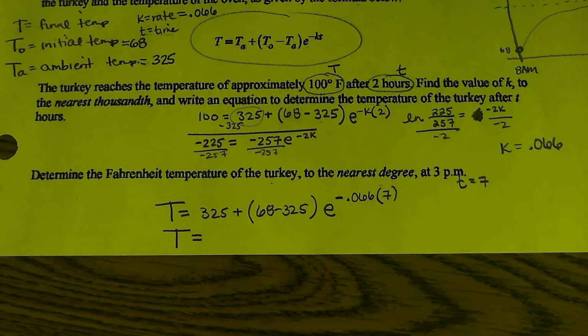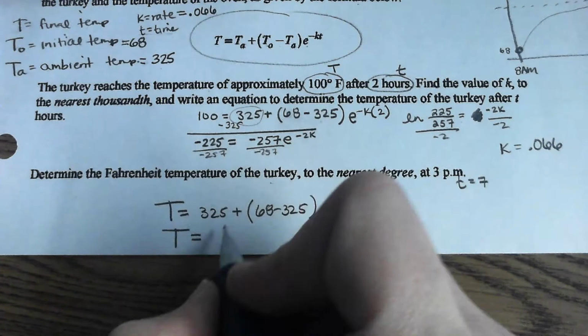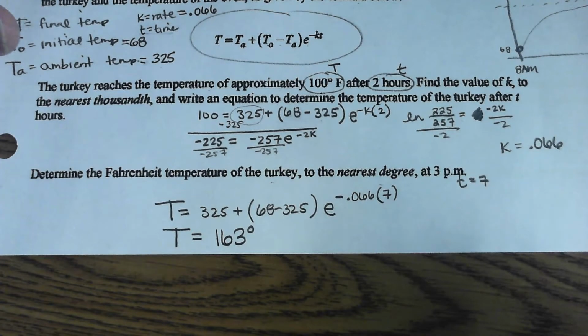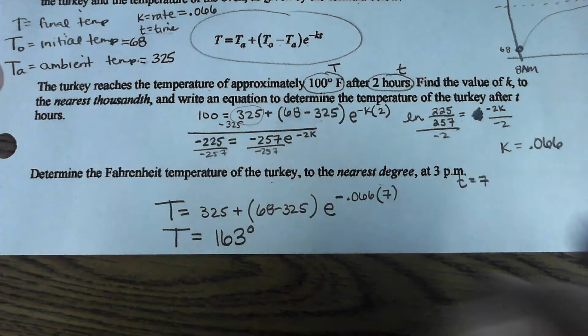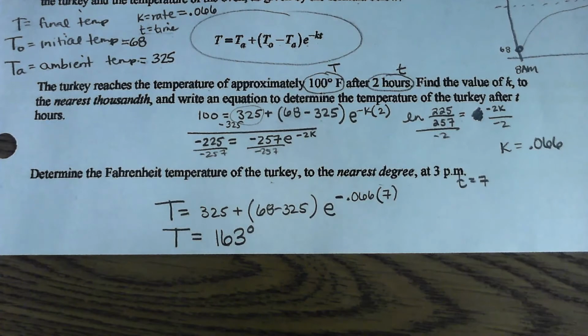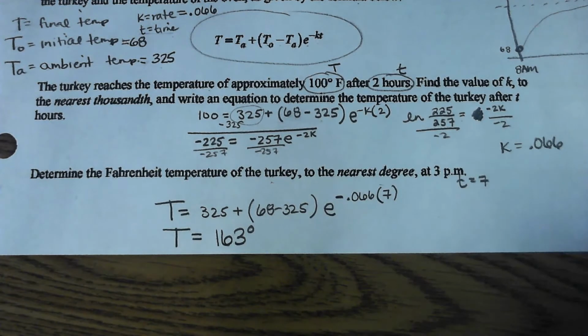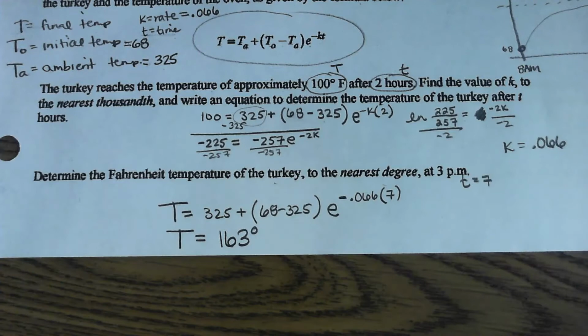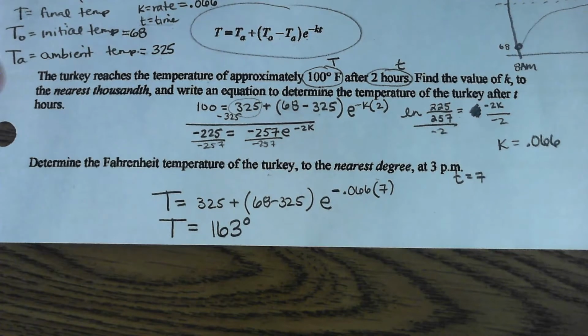What'd you get, Jason? Yep, nearest degree, 163 degrees. So it's not even close to having reached the temperature of the oven yet, the 325. But I'm pretty sure turkey is done.